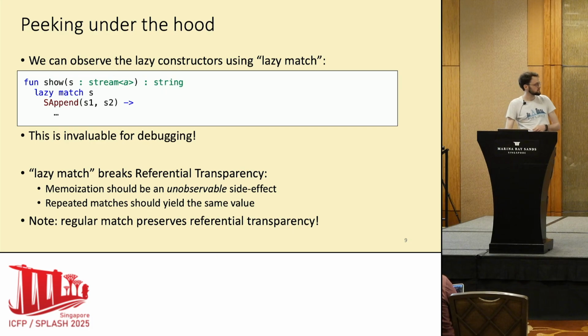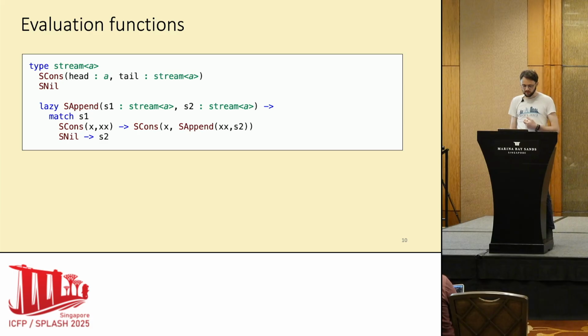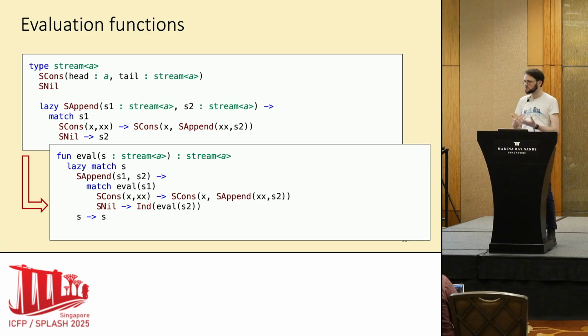Now, I want to talk a bit more about lazy match, in particular because it is very useful also to implement lazy constructors in a good way. And so how would we actually compile something like the stream data type in the compiler? The idea is that we basically generate an evaluation function that takes a stream and will give you an evaluated version of it back.